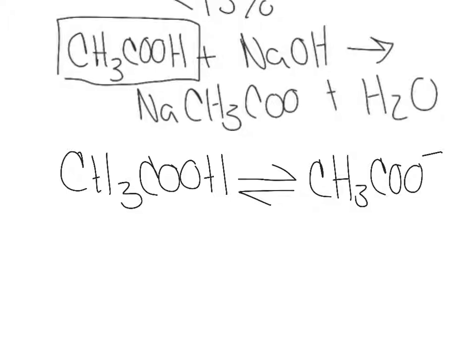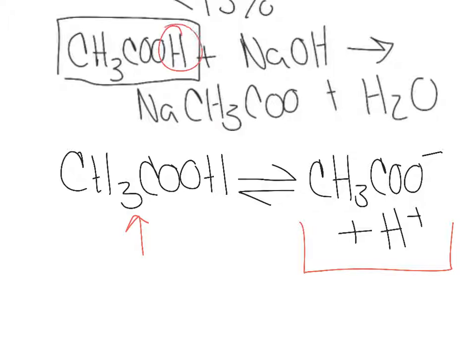H3COO minus plus H plus. Okay, but with the acetic acid, it's a weak acid. It is not splitting up into ions very well. It's mostly staying as this reactant. It is not splitting up into the ions. Therefore, this hydrogen here is not being donated over to the sodium. It's not doing a very good job at being an acid.